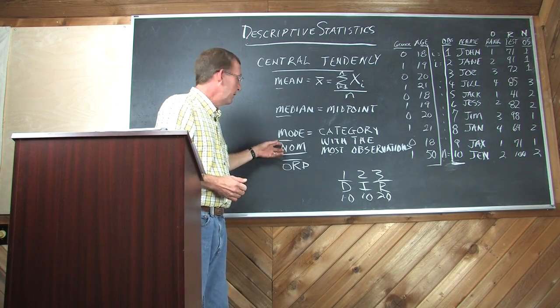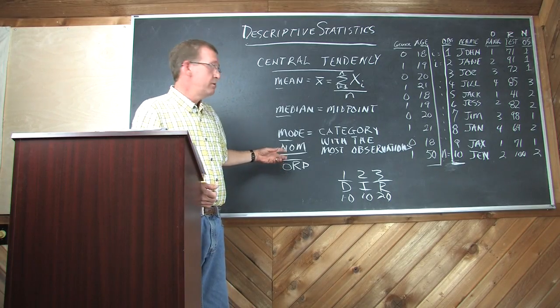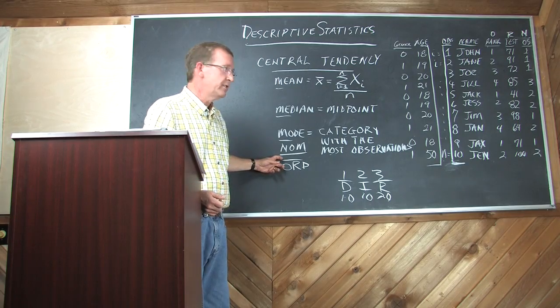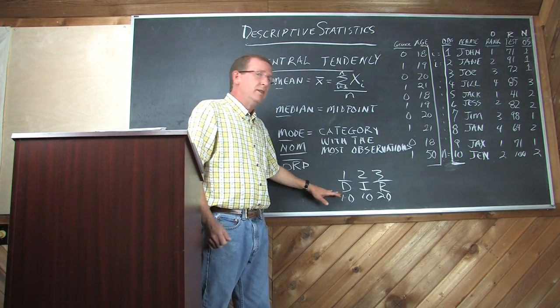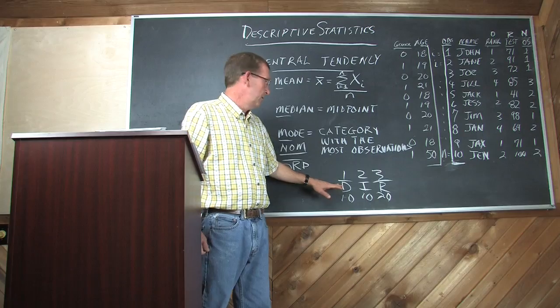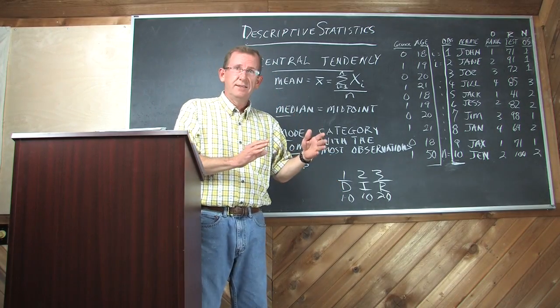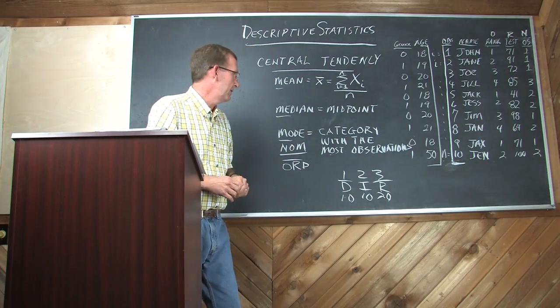Nonetheless, with the mode, you describe central tendency of nominal and some ordinal level scales. I want you to know this too, with respect to ordinal scales: the more categories they have, the less necessarily meaningful this can turn out to be.